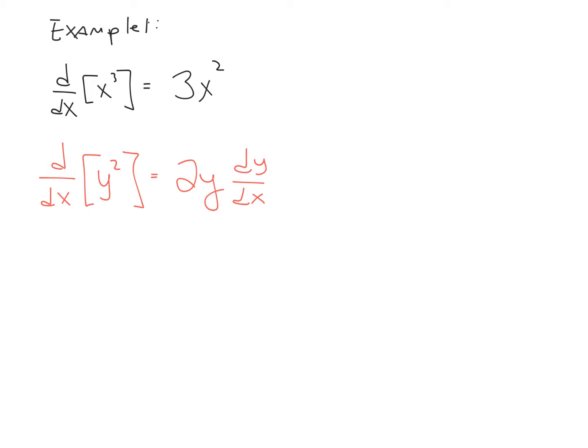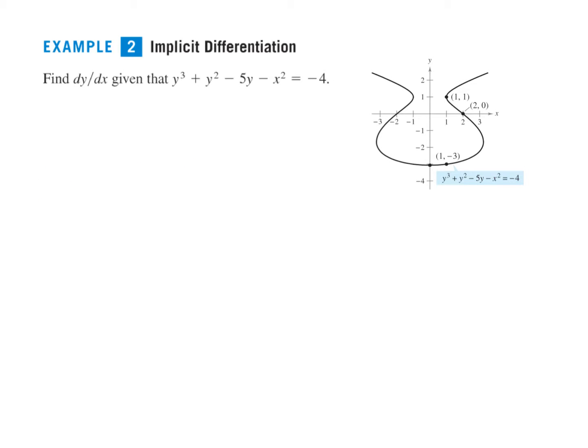Okay, so when we start to look at real examples, we want to find the overall dy/dx with the equation y cubed plus y squared minus 5y minus x squared is equal to negative 4. And that's what this interestingly shaped graph is, that's what the equation creates. So let's start by rewriting the equation: y cubed plus y squared minus 5y minus x squared is equal to negative 4.